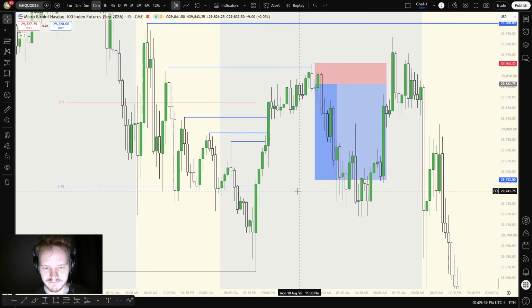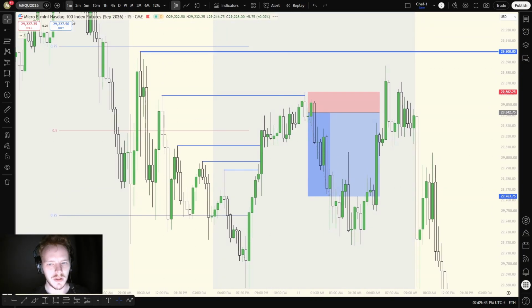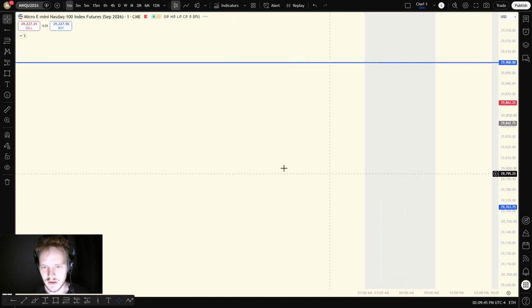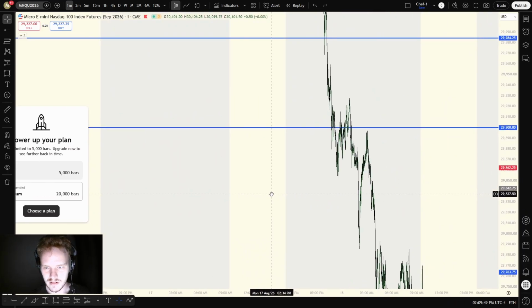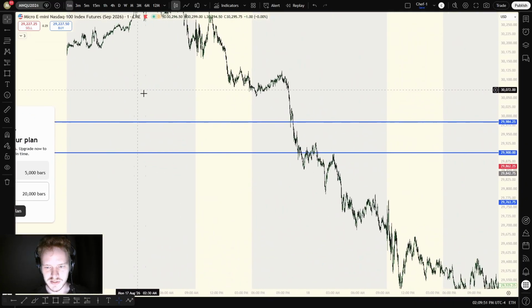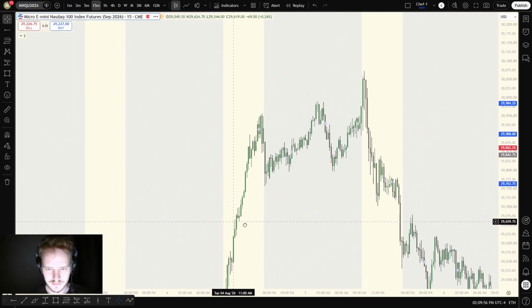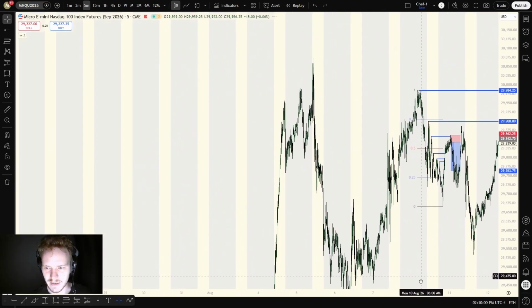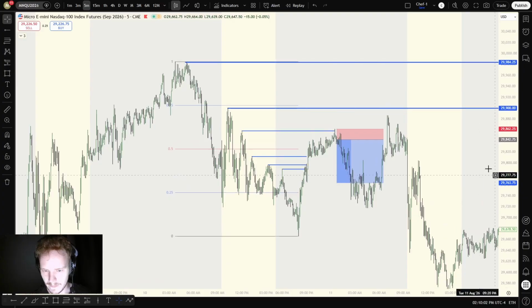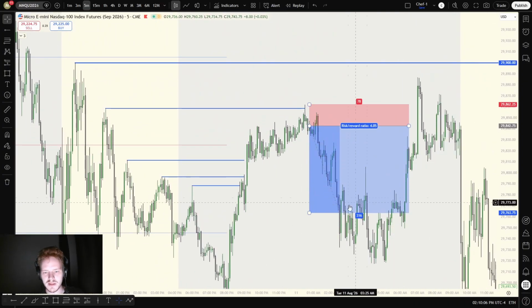A drawdown shouldn't scare us. What can we do? You go on a lower time frame. Let's go on a lower time frame to have proper targets. Okay, can we go on the 5-minute? Yes. Okay, perfect. You can go on the 5-minute.